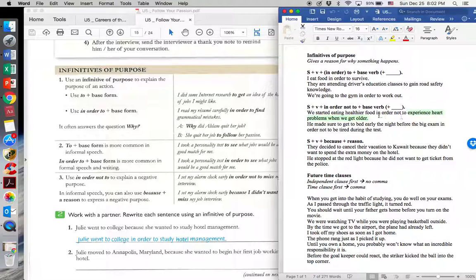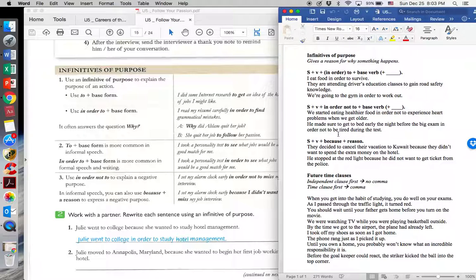The reason isn't positive necessarily. Of course, there are positive reasons, but in this particular case, we're saying we're doing it to prevent something else. Another example: he made sure to get to bed early the night before the big exam in order not to be tired during the test. So he didn't want to be tired during the test, and that is the reason that he made sure to get to bed early the night before the big exam.